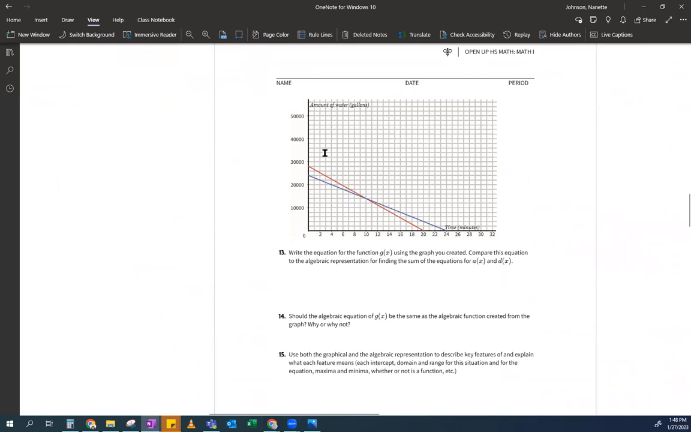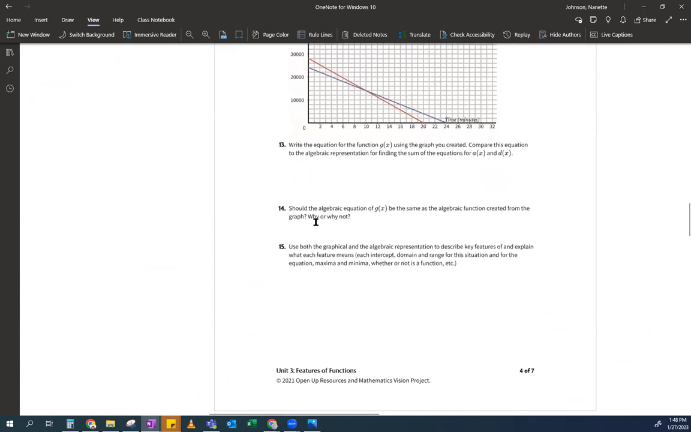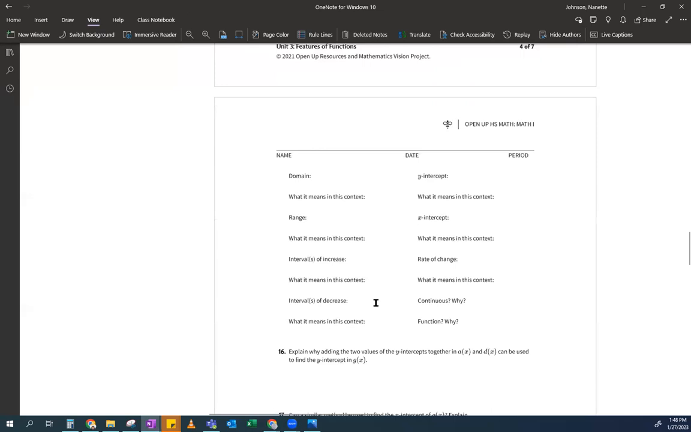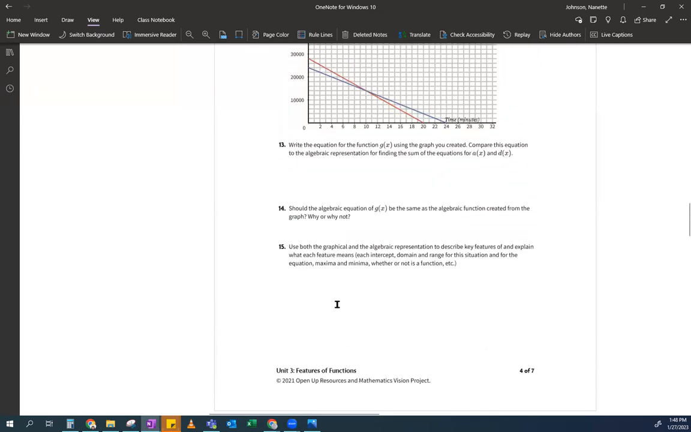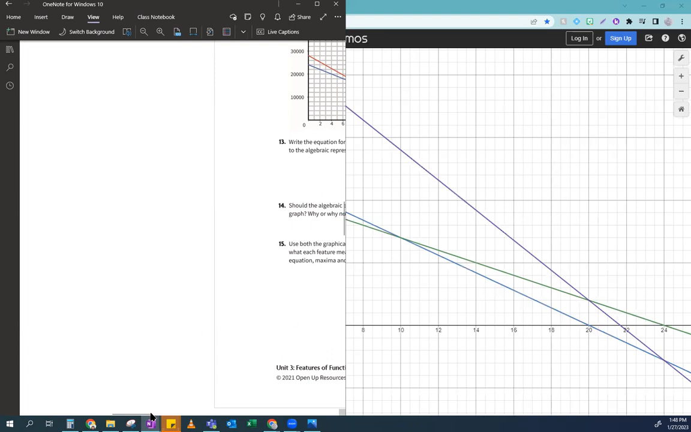Oh, shoot. They gave us a thing. Okay, that's okay. So write the equation for the function g of x using the graph you created. We did that. Compare this equation to the algebraic representation. We did that. Should the algebraic equation g of x be the same as the function when you graphed it? The answer is yes. Let's practice this really quick. Use the graph context to answer all of these questions.